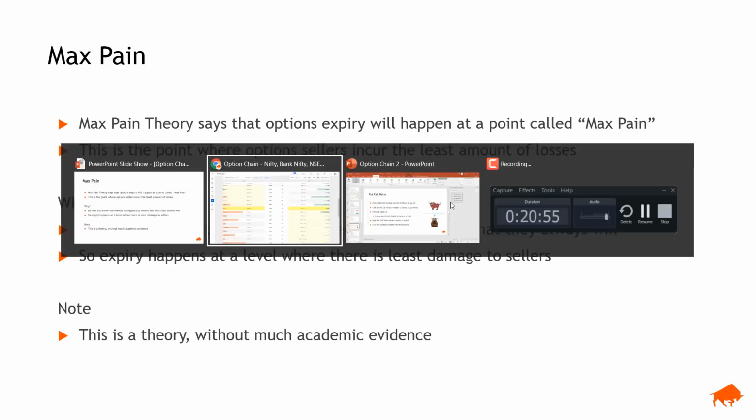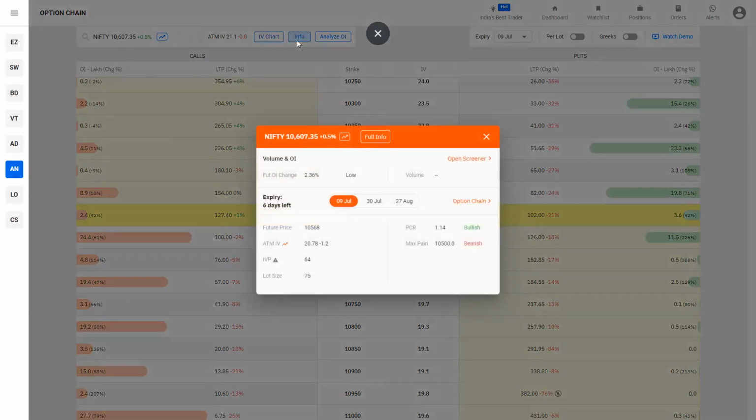So, where do I get to see Max Pain? It's on this chart, and currently it is saying the Max Pain is at 10,500, and it is saying it is bearish. Now, what it means to say is that if Nifty expires at 10,500 this expiry, with the data which is given there right now, the sellers will lose the least amount of money. This is what essentially this sentence means. So if Nifty expires at 10,500, sellers have the least amount of losses. So currently Nifty is at 10,600.